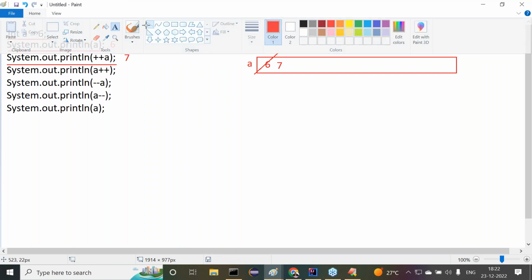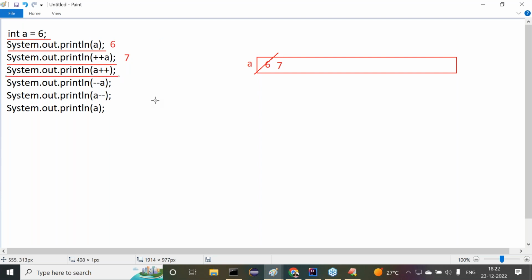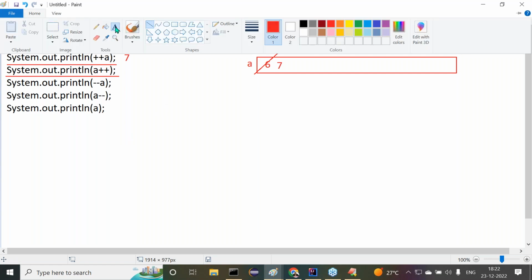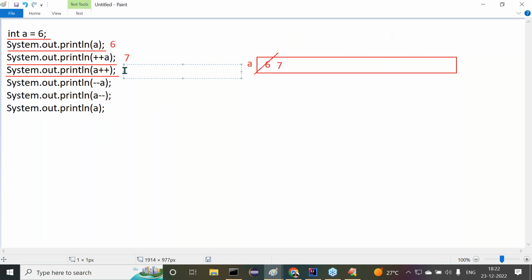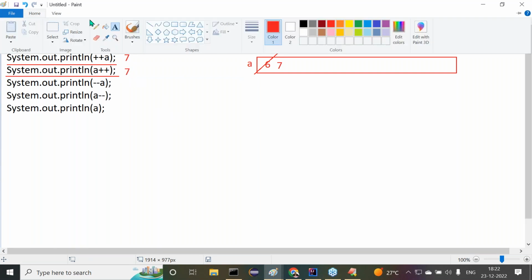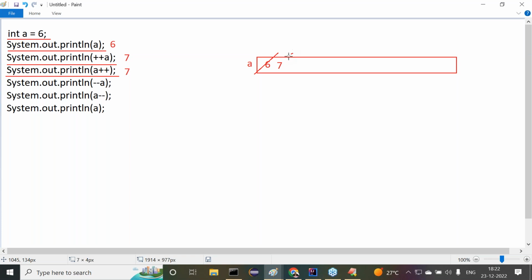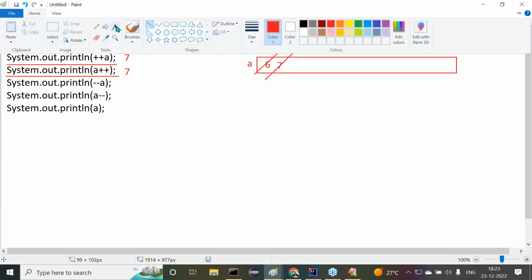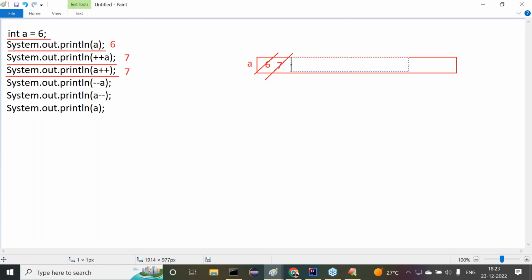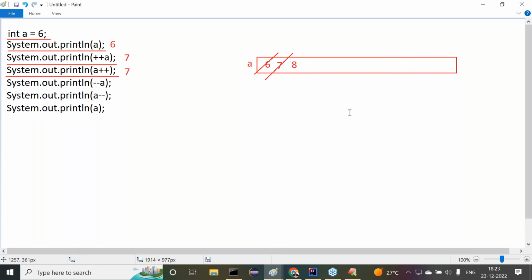Then after that, System.out.println of a++ means post increment. First the current a value will be displayed. What is the current a value here? It is 7, so 7 will be displayed. After that, in memory, internally the 7 value is incremented by 1. 7 is incremented by 1, and we get 8. 8 is the value.